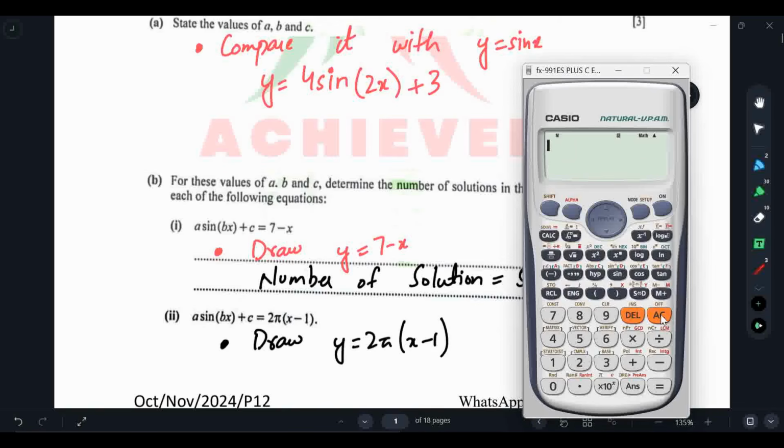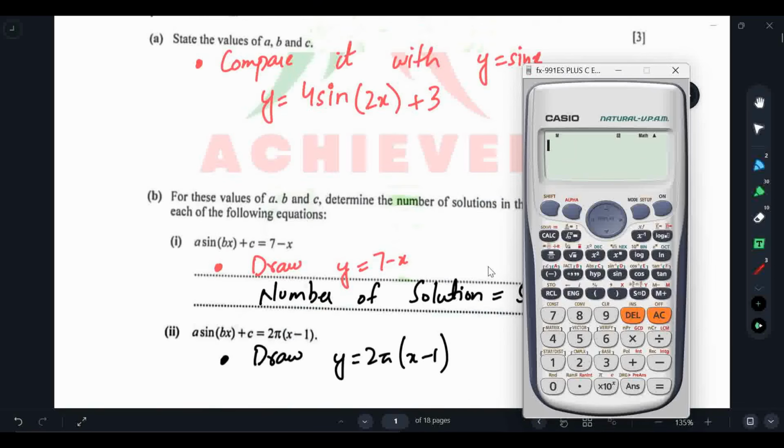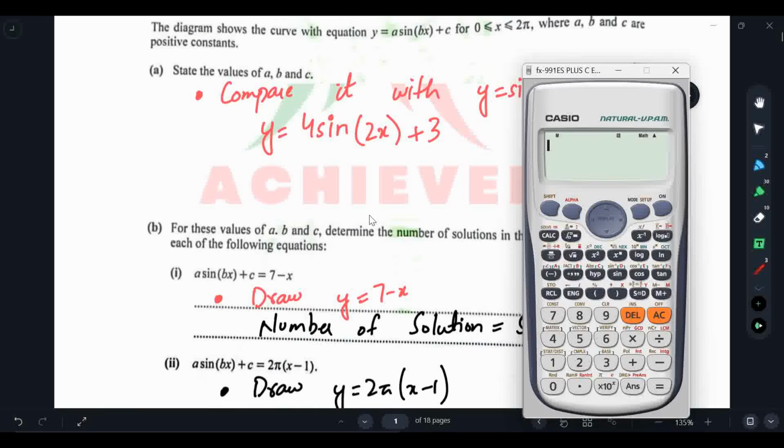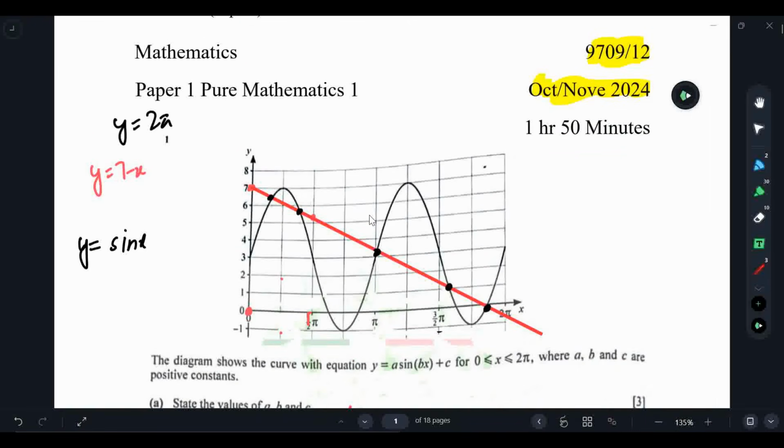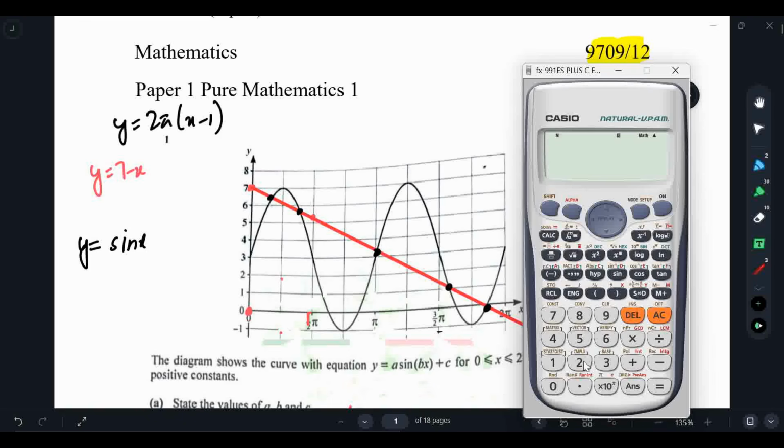Let me check this one. Let me write it over here: y equals 2 pi into x minus 1. Okay, when x is 0, 0 minus 1, the answer will be minus 2 pi. Minus 2 pi means minus 6.28.